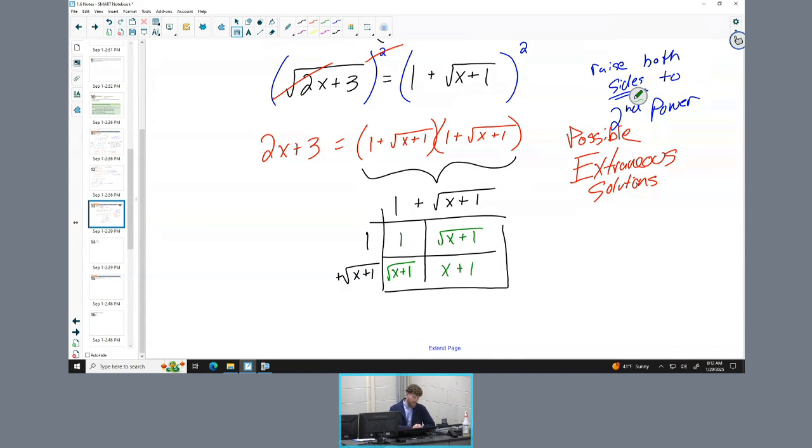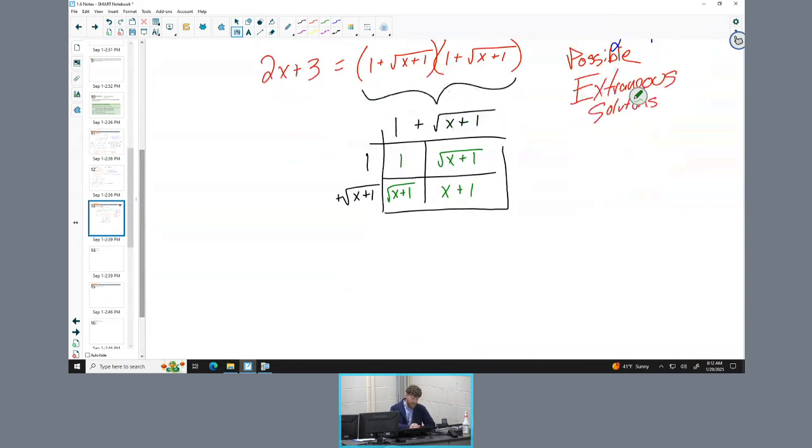All right, now I'm just combining my like terms here. I'm simplifying this, right? This side over here just keeps coming down, and I got 2x plus 3 equals, what does it equal? Well, let's think about this. These two can combine, and I can say this is an x plus 2. Right? And then over here, these two can combine. And if I add a square root to a square root, then I got 2 of those square roots, right? So plus 2 square root of x plus 1.